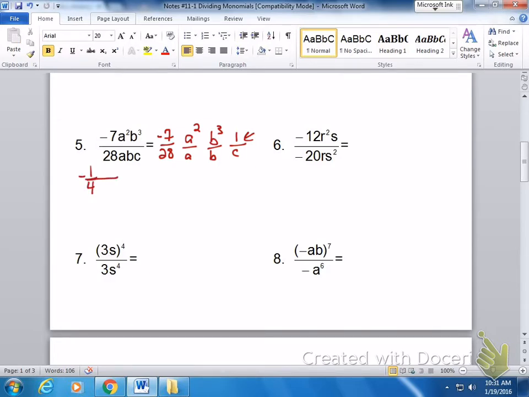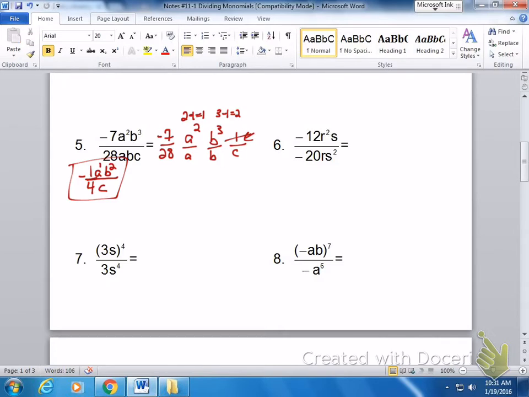If I look at a squared over a, the a is going to be in the numerator because it has the bigger exponent. 2 minus 1 equals 1, so it's a to the first. I have b cubed over b, so the b is going to be in the numerator because it's bigger. And I have 3 minus 1 equals 2, so b squared. Now I've got this last c. The 1's not going to change anything on the top, but the c goes in the denominator. So negative 1/4 a squared b squared over c.